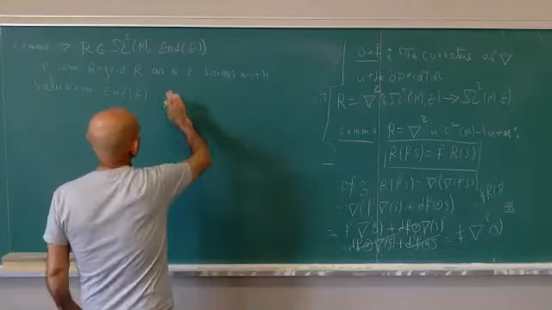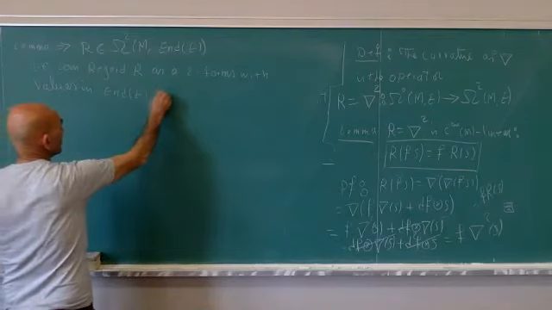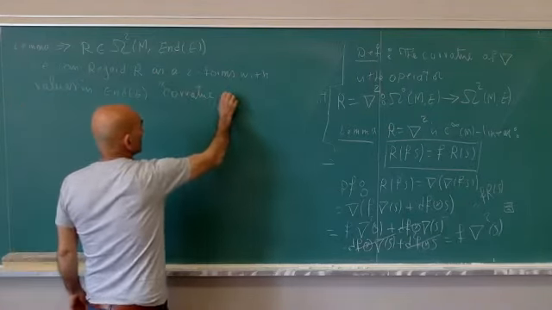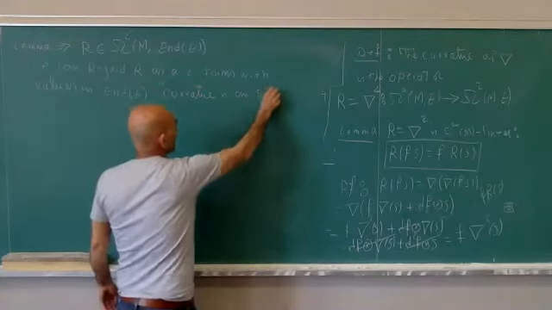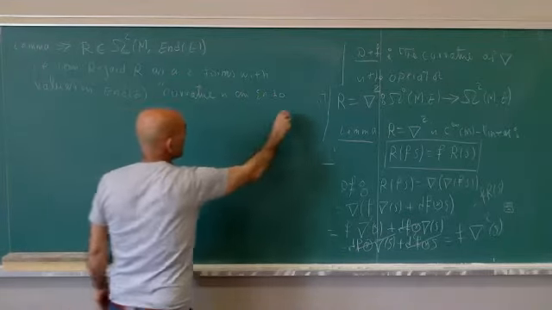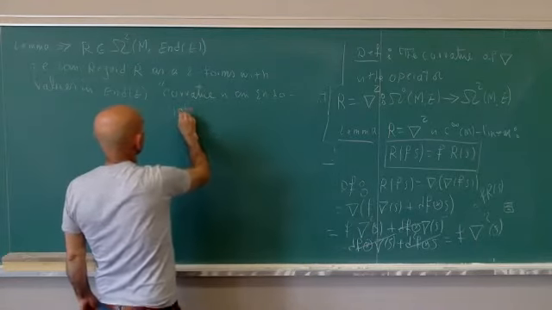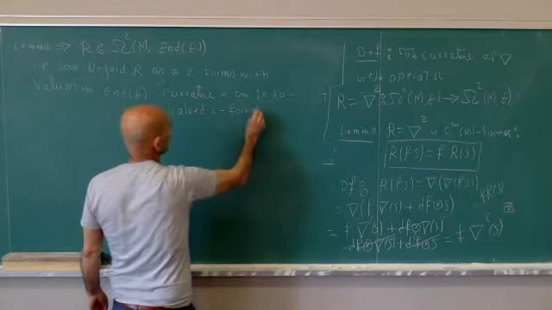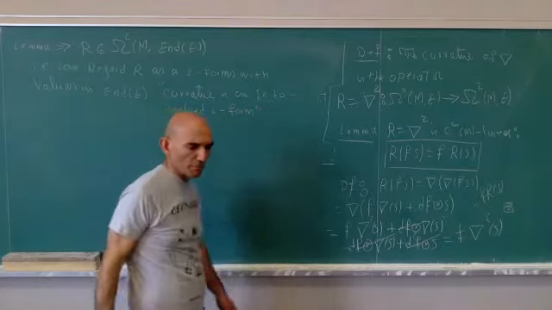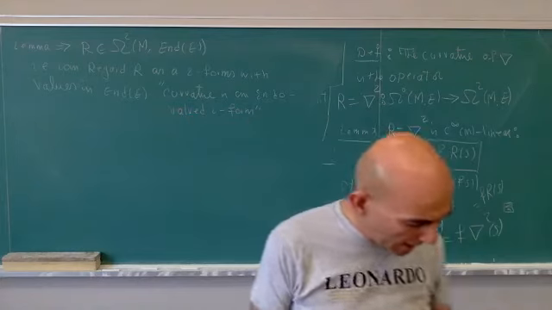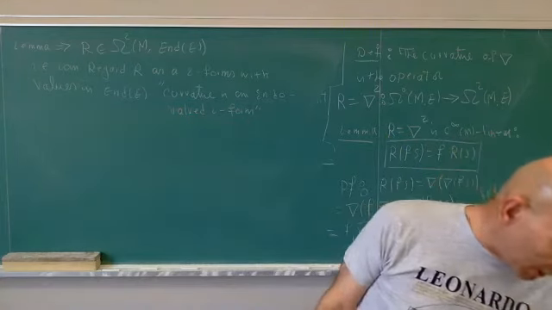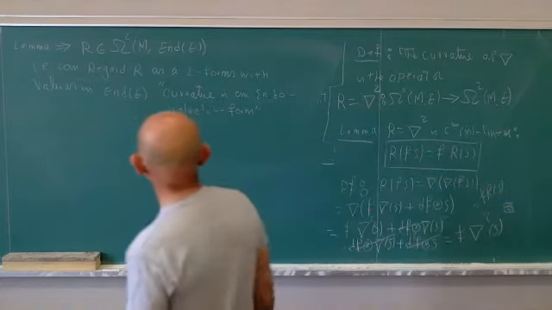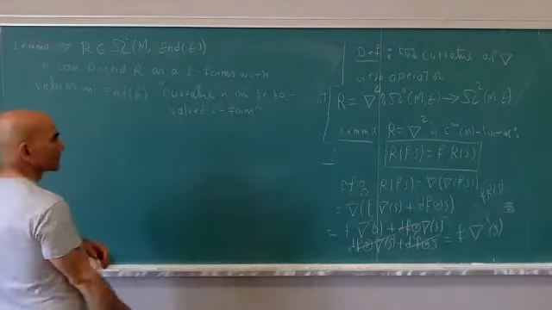That's a slogan that we can use: curvature is an endomorphism-valued two-form. That's a kind of useful slogan. And then we will see that this makes perfect sense if you look at examples in practice also.